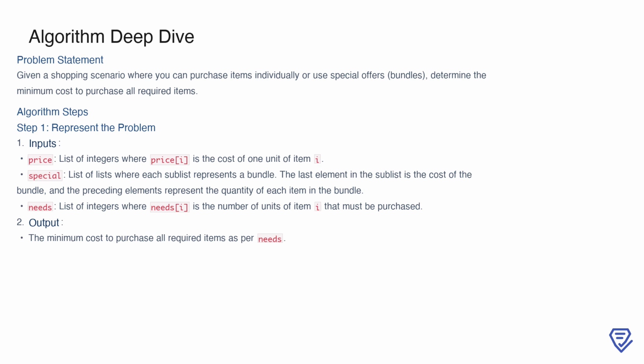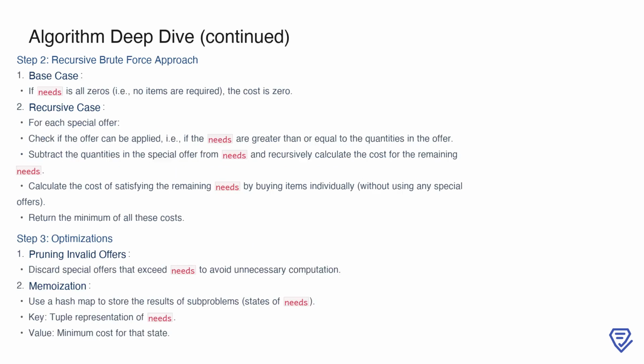To solve this problem, we can start with a recursive brute force approach. The base case is simple: if all the required items and needs are zero, meaning there's nothing left to buy, the cost is zero. For the recursive case, we evaluate each special offer to see if it can be applied. A special offer is valid if the quantities in the offer do not exceed the current needs. If valid, we subtract the offer's quantities from needs and calculate the cost for the remaining requirements recursively. We also calculate the cost of satisfying needs without using any special offers by purchasing items individually. Finally, we return the minimum cost among all these possibilities.